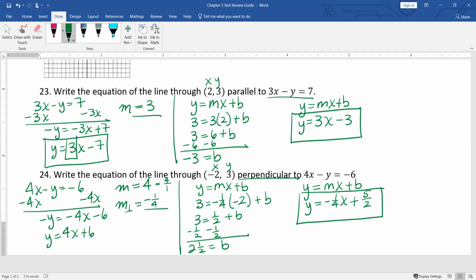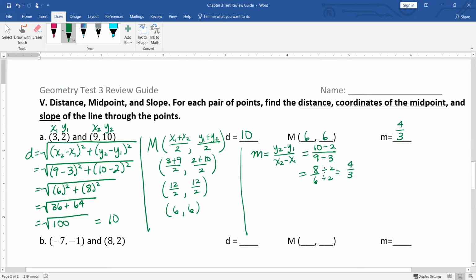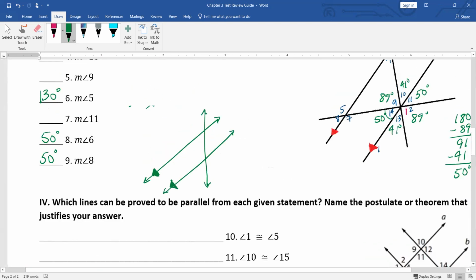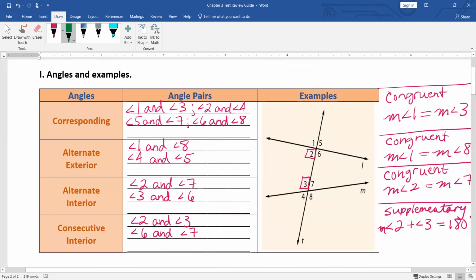All right, that should cover everything that you are going to see on the test. Plus what you've got in your notes will certainly help you, but that's everything.